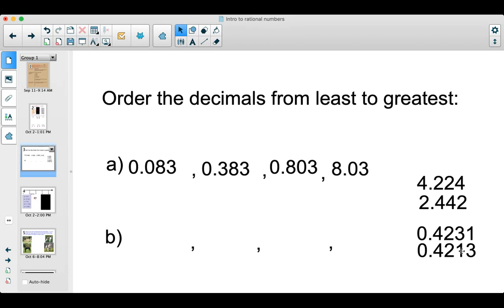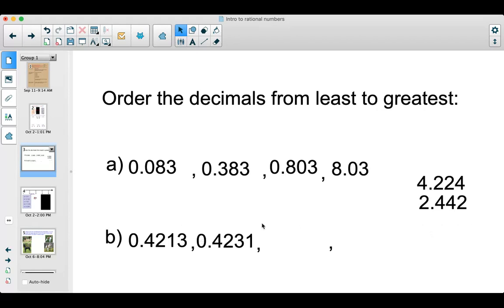So I got a 3 and a 1. Well, 1 is less than 3. So it doesn't matter what comes after this place. When we get to the first place value where they're different, if this is smaller, that means that's going to be a smaller number no matter what. Okay, and then this would be next. Comparing these two numbers, I can start back over at the very first position. 2 is less than 4, so that's going to be ahead of that one.